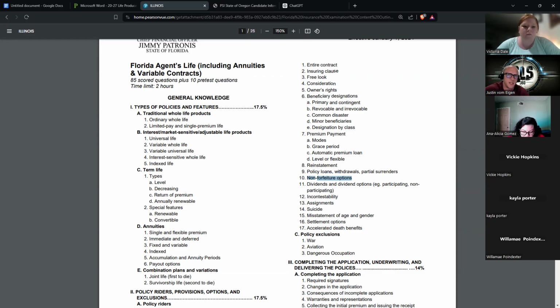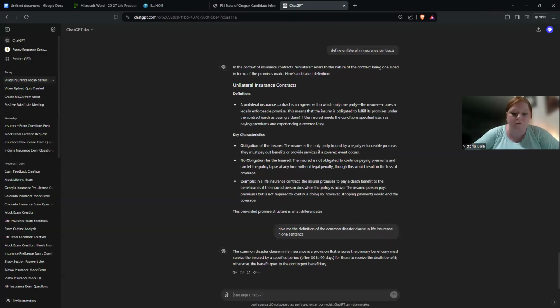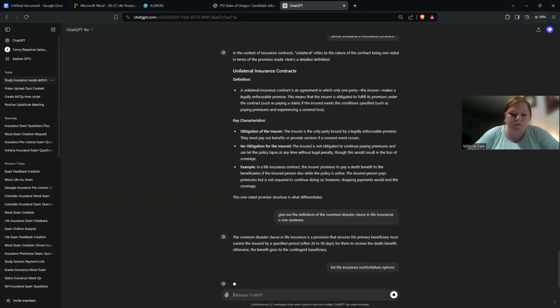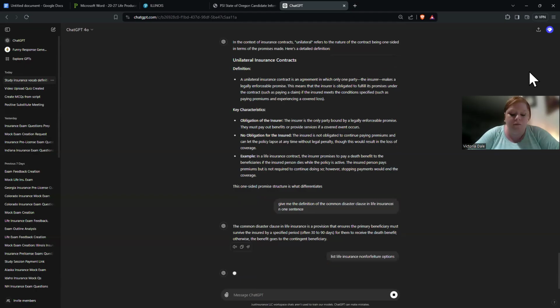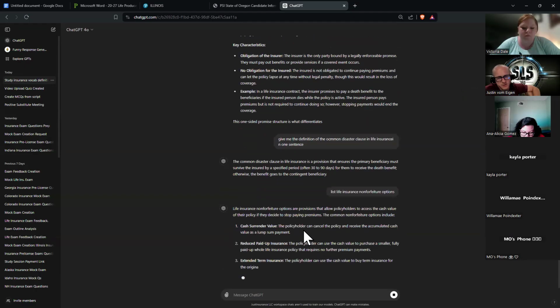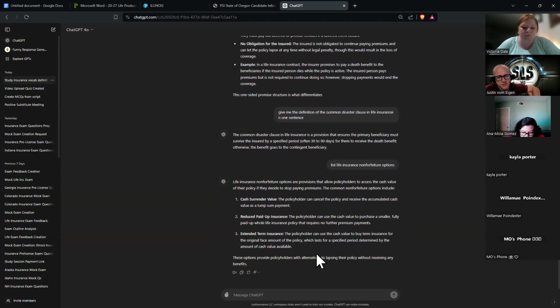Let me ask ChatGPT here. I think I covered most of those though. Cash surrender value, reduced paid up insurance, extended term. Yeah. So the companies want to hang on to the person's money though, obviously, right? Like they want you to keep the money with them because they can keep making interest on it.